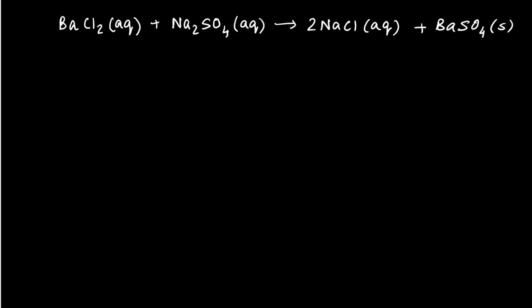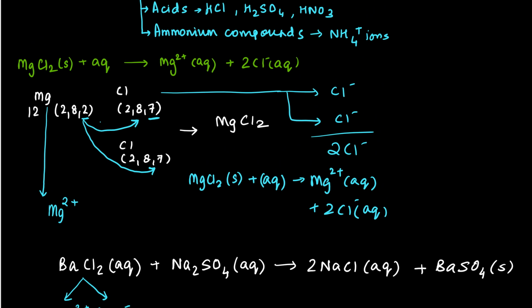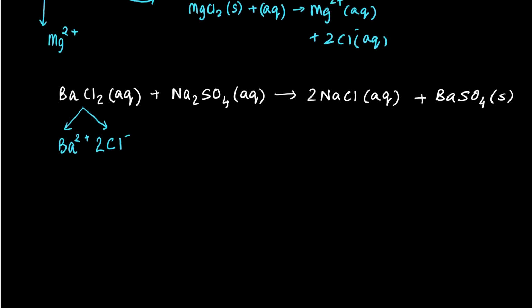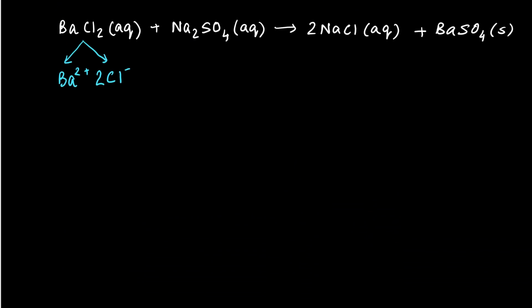The first thing is I'm going to break every possible compound into its constituent ions. If you know the stoichiometry well, you will be able to see that BaCl2 is formed of Ba2+ ions and Cl- ions. Like in the previous example of MgCl2, which breaks into Mg2+ and 2Cl- ions, similarly BaCl2 is going to break into Ba2+ and 2Cl- ions. Now trying to break this over here.